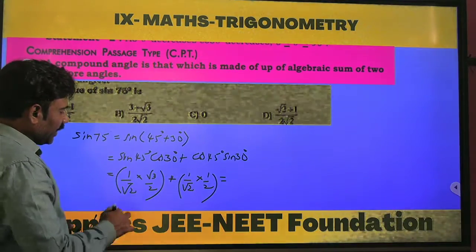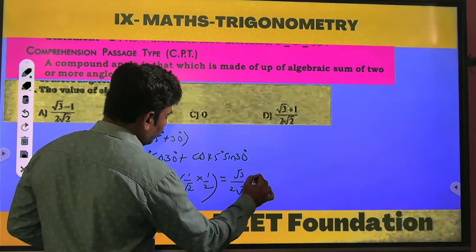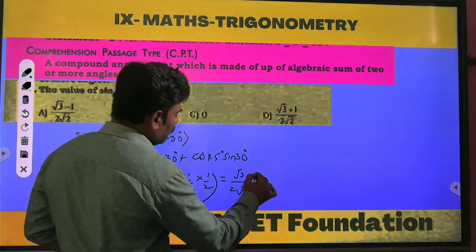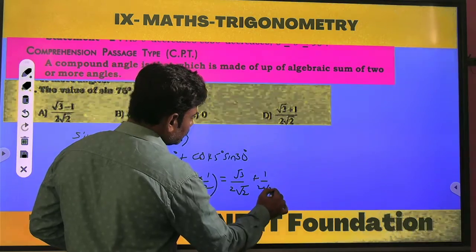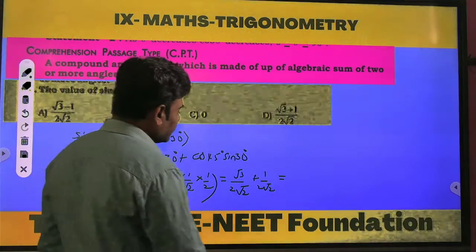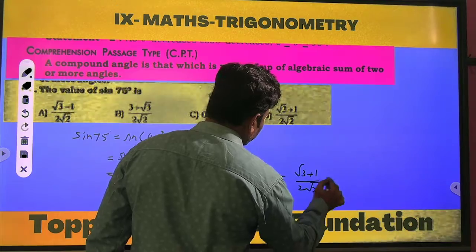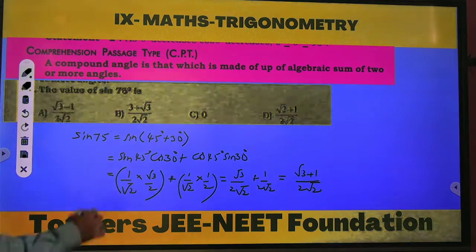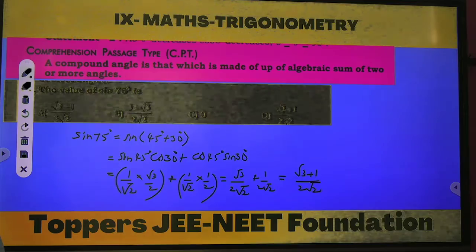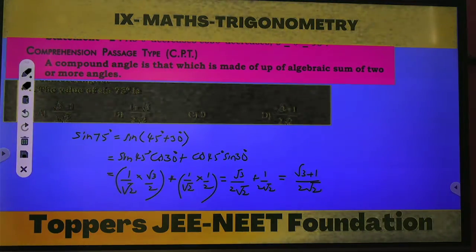Root 3 by 2 root 2 plus 1 by 2 root 2. Here denominators are same, then let us simplify it as root 3 plus 1 by 2 root 2. Therefore, sin 75 degrees is equal to root 3 plus 1 by 2 root 2. From the given options, option D is the correct answer. Okay students, next question.